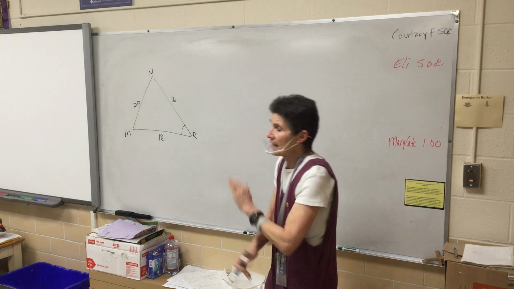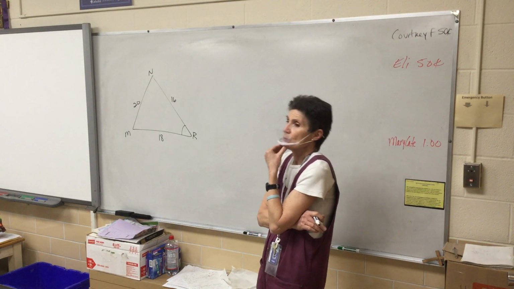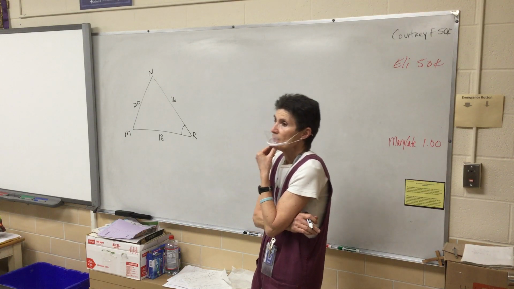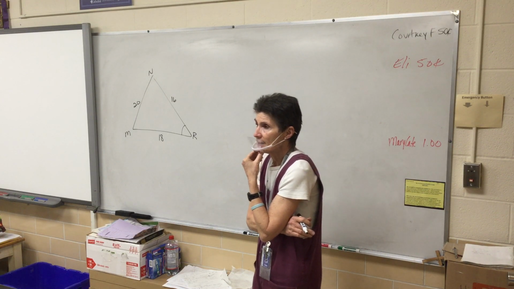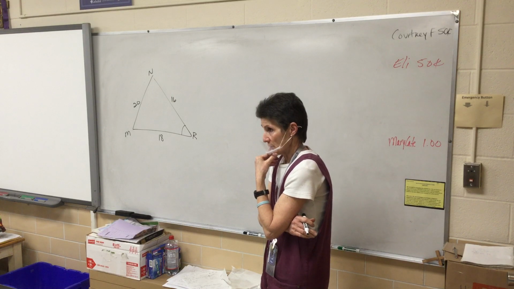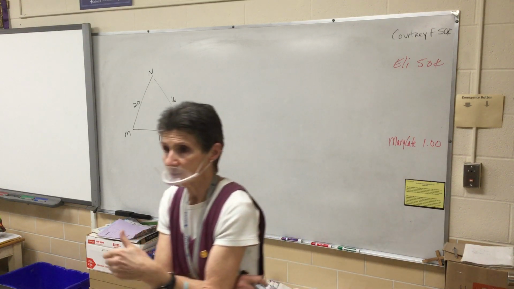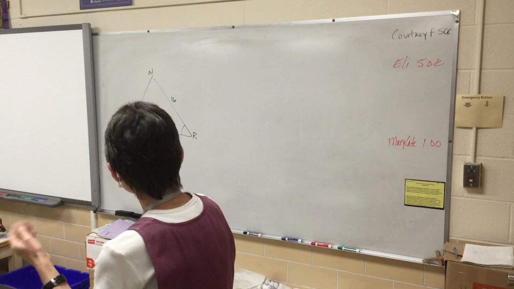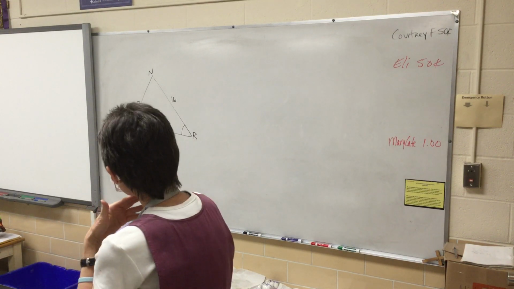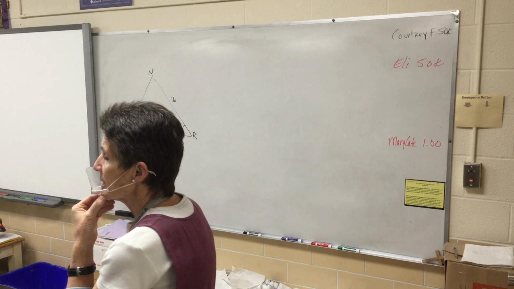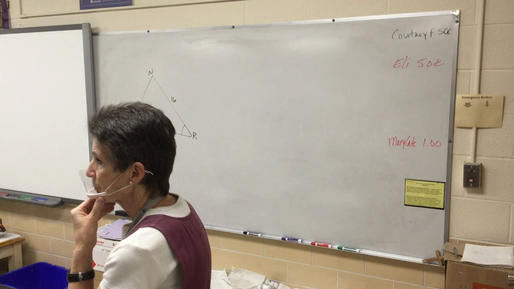How do we find an angle or a side of a triangle? We must use either the law of sines or cosines, unless it happens to be a right triangle, and then I have the Pythagorean theorem and stuff. But this is not a right triangle. So which is going to be appropriate, sines or cosines?